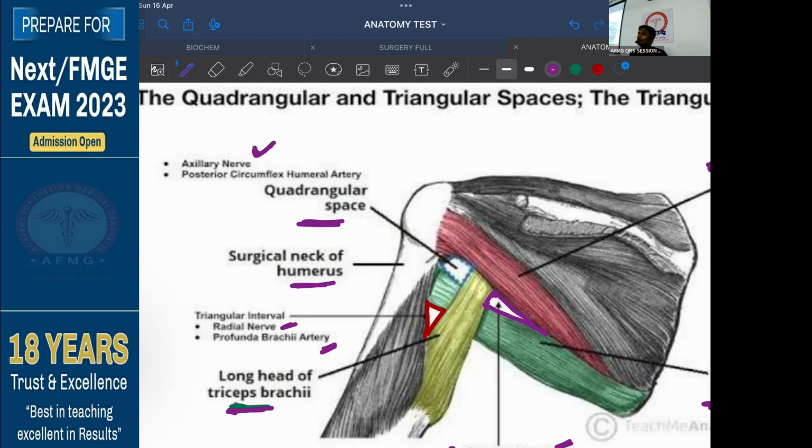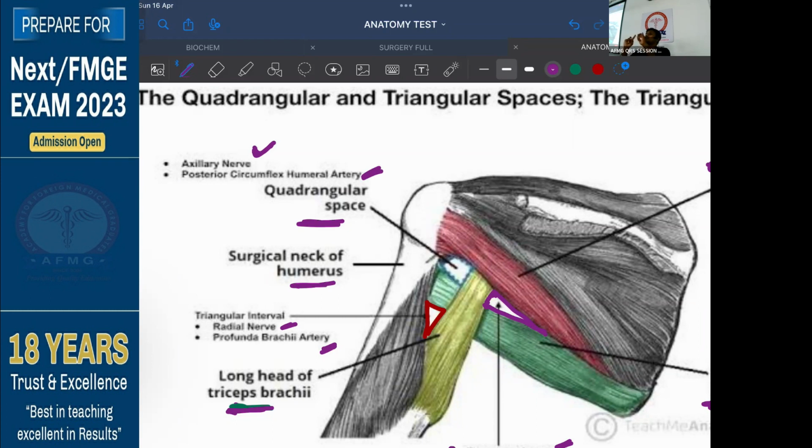Understood why it is so important? Because if they say the patient has sustained a humerus fracture but they have not mentioned the location, what is the most common site? It is the surgical neck of the humerus, and we know what lies in close relation to the surgical neck of the humerus is the axillary nerve. So which nerve has more chances of damage? Axillary nerve has more chances of damage. Okay. And the second thing which goes in this quadrangular space is known as the posterior circumflex humeral artery.